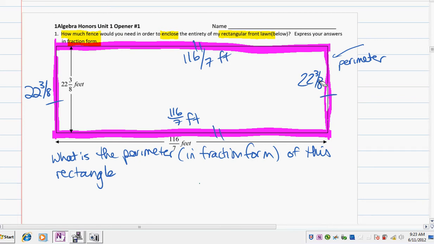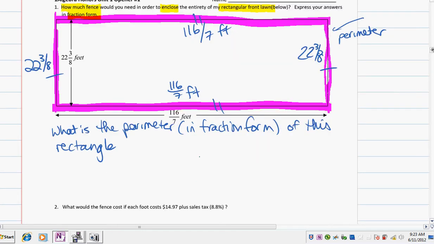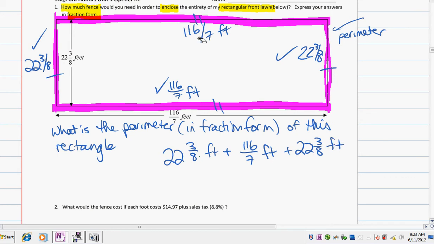And so the perimeter means you add up all the sides, you add around. This is not an area, you're not multiplying, and we know the dimensions. So now it just becomes a matter of executing, and I need to leave my answers in fractions. So adding this up, I have 22 3/8 for the left side, feet, plus the bottom, 1/16 over 7 feet, plus the right side, 22 3/8 feet, plus the top, 1/16 over 7 feet.